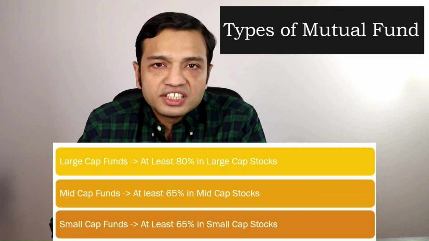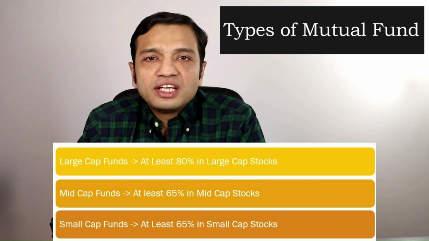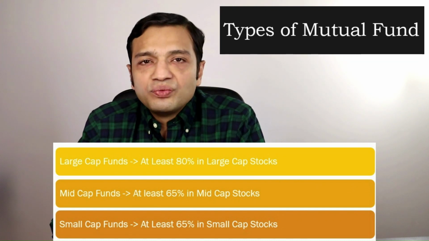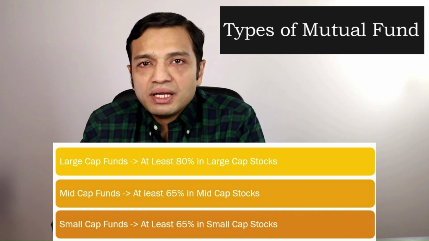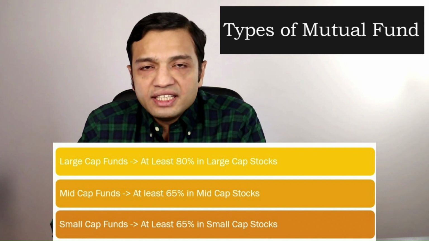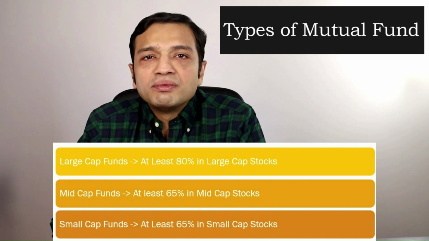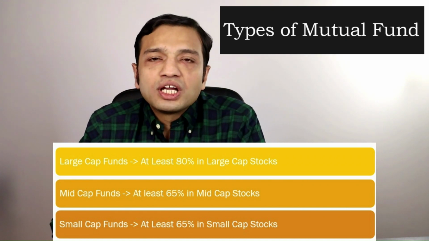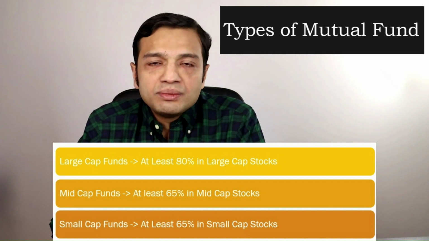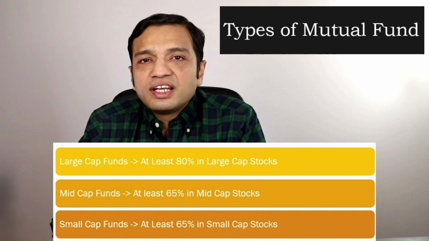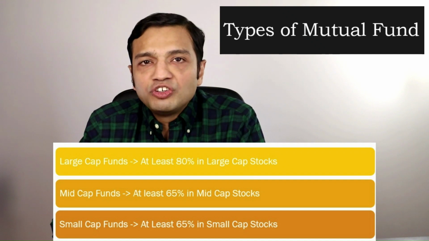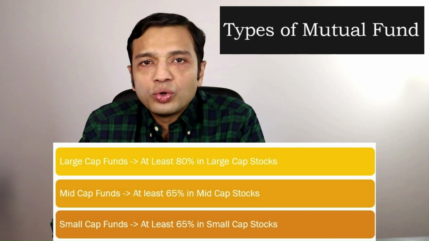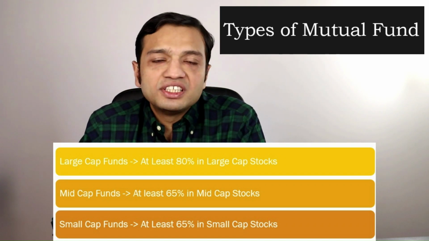First is the large cap fund. A large cap fund invests only in large cap stocks. Basically, a large cap fund invests in the top 100 companies by market capitalization, and at least 80% of the fund money should be invested in large cap stocks. Next, we come to the mid cap fund. As the name suggests, in a mid cap fund, at least 65% of the money should be invested in mid cap stocks, which is from position 101 to 250 by market capitalization.